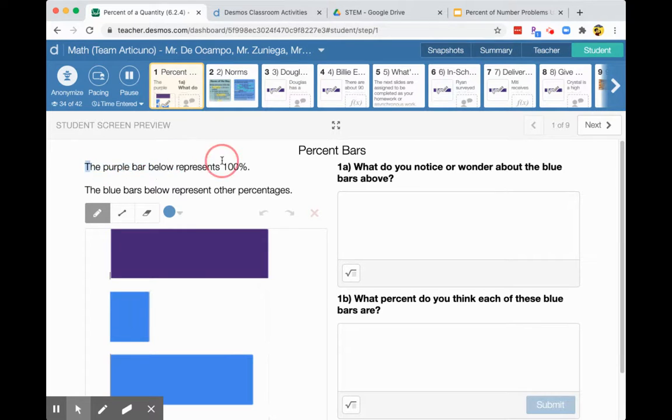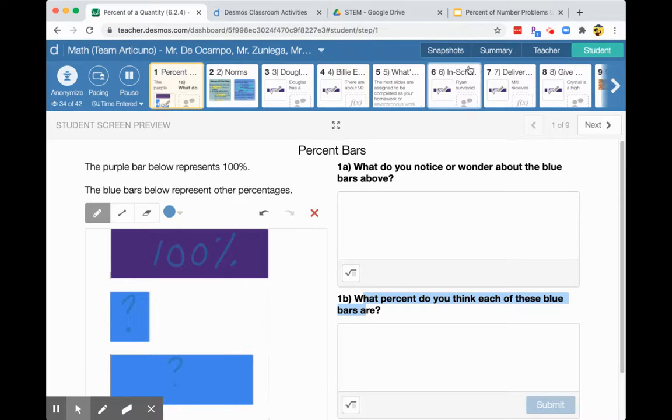The purple bar below represents 100%. So pretend this is 100%, this purple bar. And then the blue bars below represent other percentages. So we don't know what percent this is. We don't know what percent this is. And basically 1A was talking about what do you notice or wonder about the blue bars over here? What percent do you think each of the blue bars are? So you're taking a guess as to what percent these are. And what do you notice and wonder?